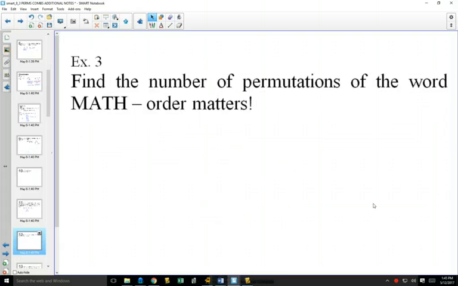Find the number of permutations of the word math. Well, simplistically, this is just 4 factorial. We don't have identical objects here, so it's just 4 factorial.